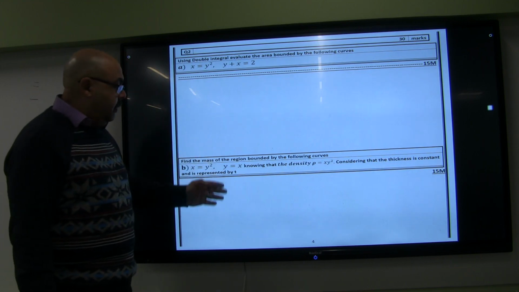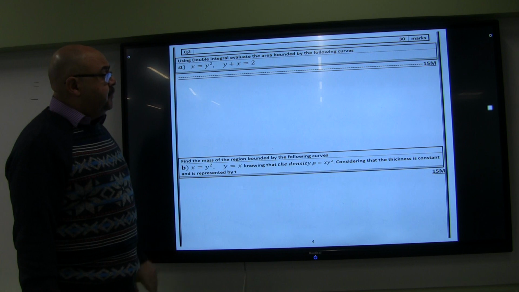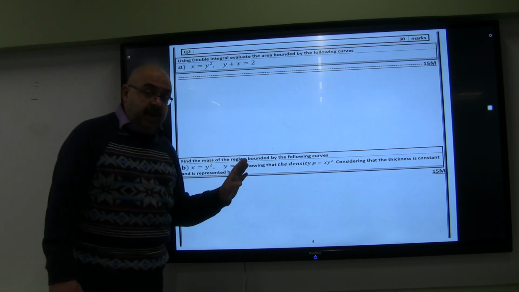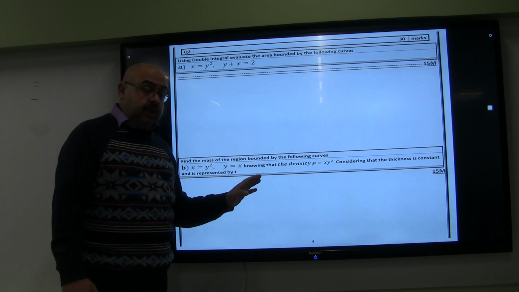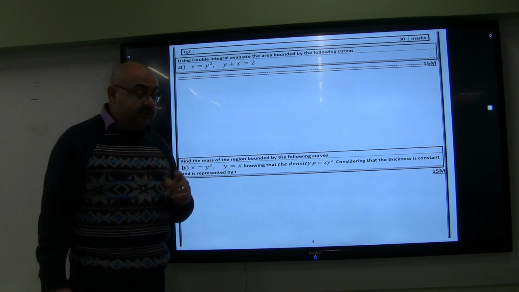Here he asked you about the mass for a certain area. Each one of these problems had 15 marks. Remark that the line integral didn't bring any problems on the midterm or on the classworks, but you may find it on the final exam, so you will have to review it.